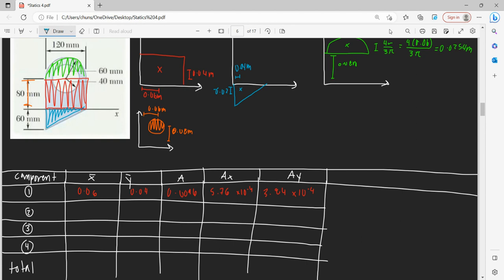Then in blue, our x was 0.04, our y was negative 0.02, our area is 0.120 times 0.06 divided by 2, which is 0.0036. And we multiply that by 0.04. This is 1.44 times 10 to the negative 4, and negative 0.02 times our 0.0036 is negative 7.2 times 10 to the negative 5.